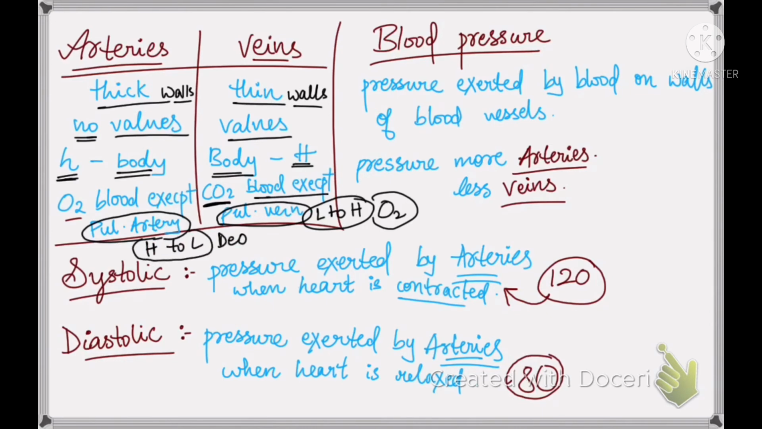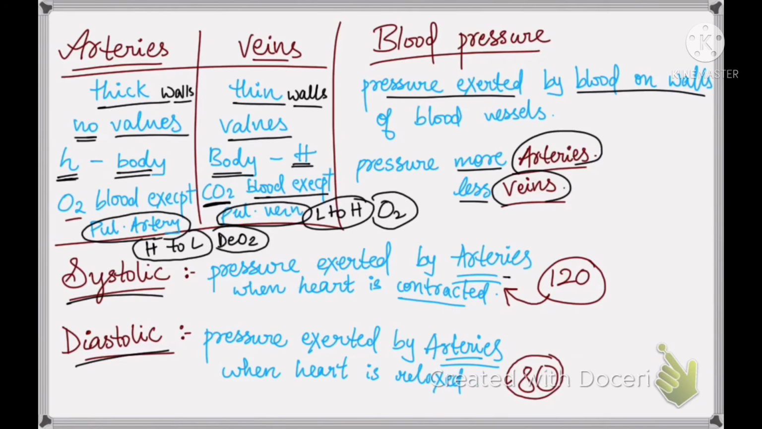So now another topic left here is blood pressure. Blood pressure is the pressure which is exerted by blood on the walls of the blood vessels. And naturally, as we have seen, the pressure will be more in arteries than in veins. And here you have to learn two types of pressure, systolic pressure and diastolic pressure. The systolic pressure is the pressure which is exerted by arteries when the heart is contracted. The pressure is more when the heart transfers blood to different parts of the body and that pressure is measured as 120. And the diastolic pressure is the pressure exerted by arteries when the heart is in the relaxed state.